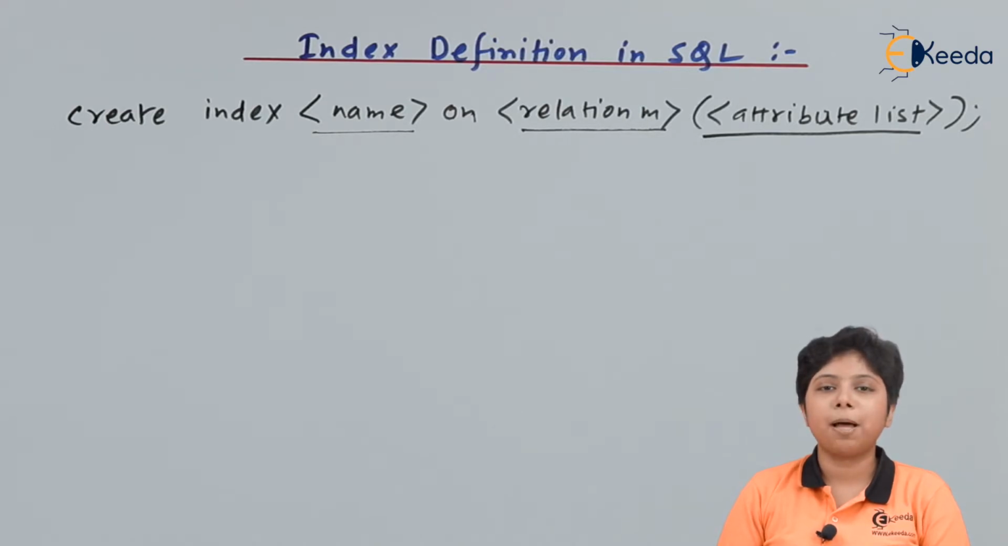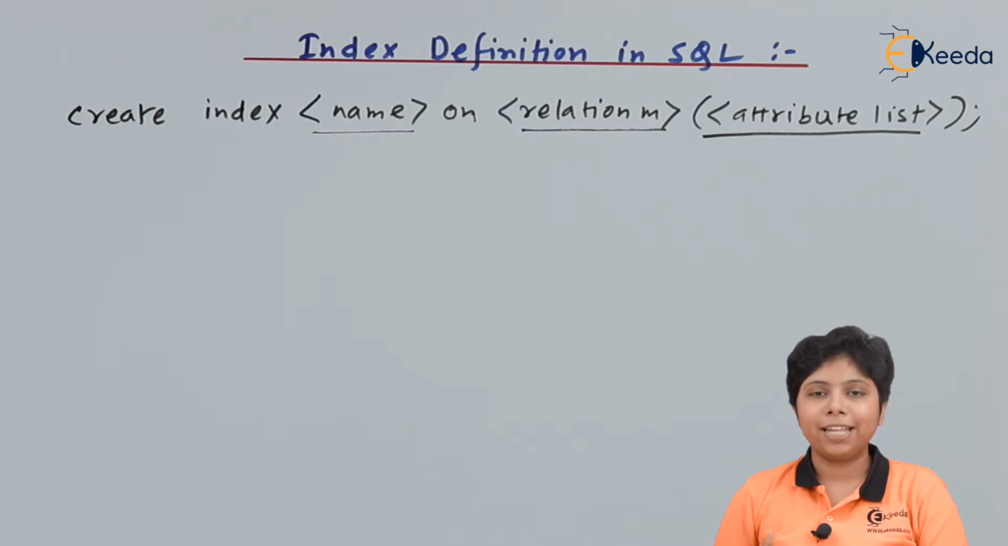Say, for example, I want to create an index on the department relation on the attribute department name. That means department name will be my search key or the indexing field, as we index on the department relation. So we use create index, with department index as the name, on the relation department.